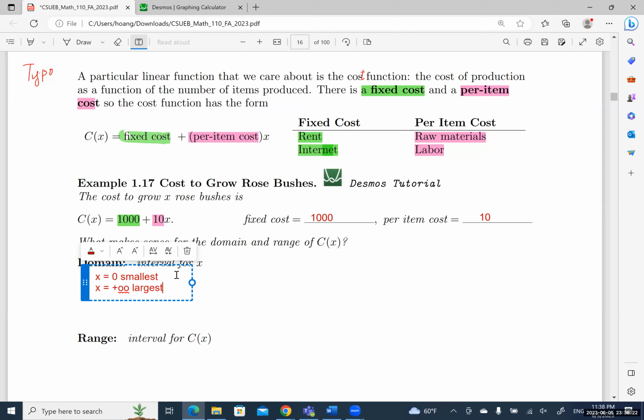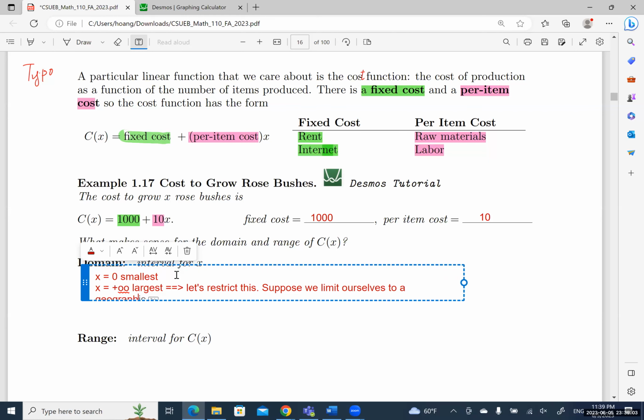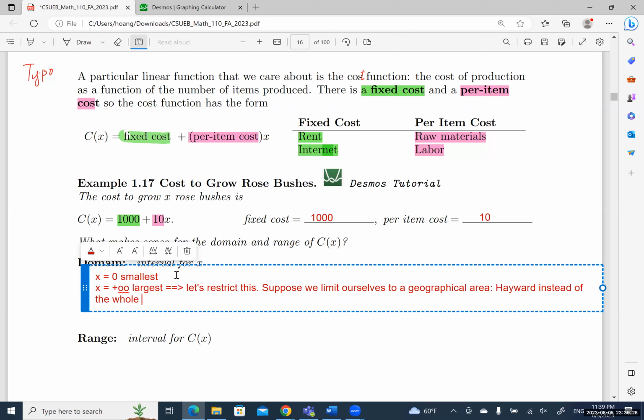Well, actually, in real life, as the company for Rose Bush, you may have to think about restricting this, and let's suppose we limit ourselves to a geographical area, for example, like Hayward, right? Instead of the whole Bay Area, yeah.